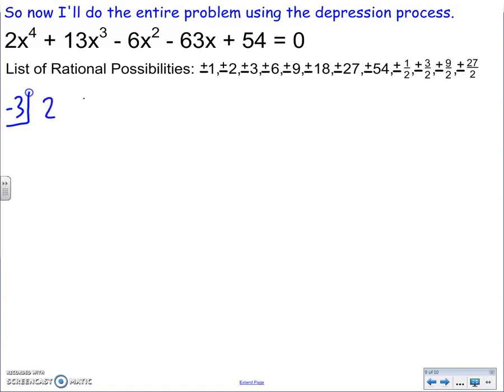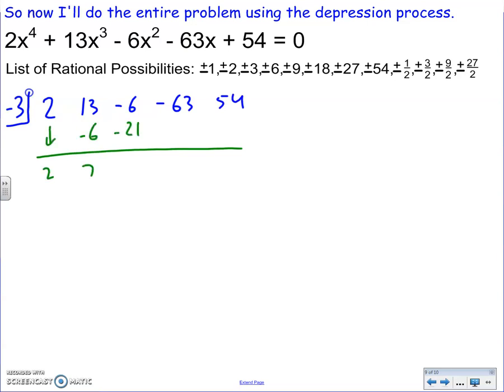So the original was 2, 13, negative 6, negative 63, 54. I'm going to do the process. So remember, it was drop, multiply, add, multiply, add, multiply, add, multiply, add. Remember, this new equation is depressed. The exponent went down one. So this 2 goes to x to the 3rd power. This positive 7 goes to x to the 2nd power. This negative 27 goes to x. And this positive 18 is our constant.